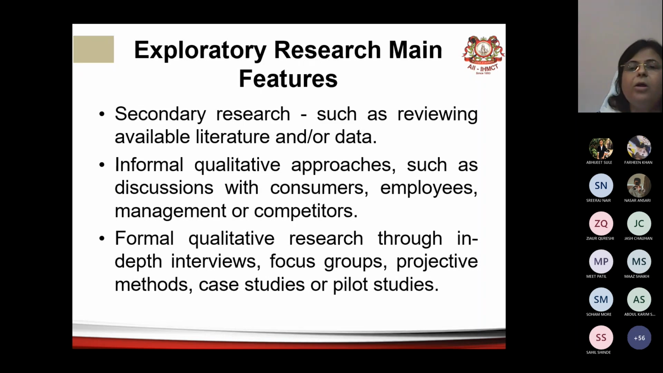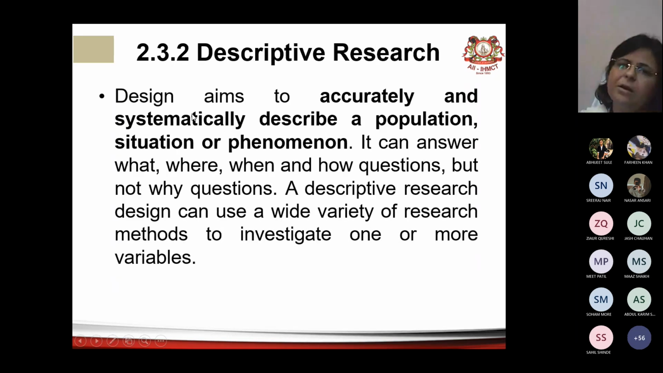Formal qualitative research through in-depth interviews, focus groups, projective methods, case studies, or pilot studies. You as a researcher have to be there, focus, do in-depth face-to-face interviews, observe, see, make notes, talk to them. It can be individual, it can be a focused group, but your involvement cannot be virtual. You have to be there. Exploratory research is that kind of research. Fine, that was exploratory research.